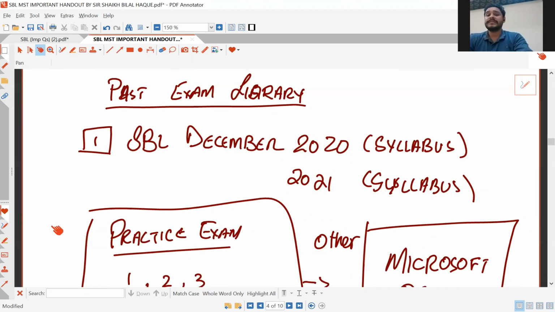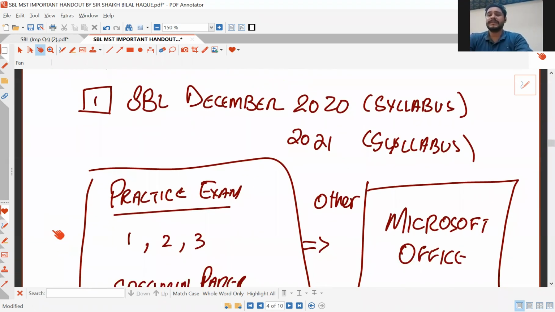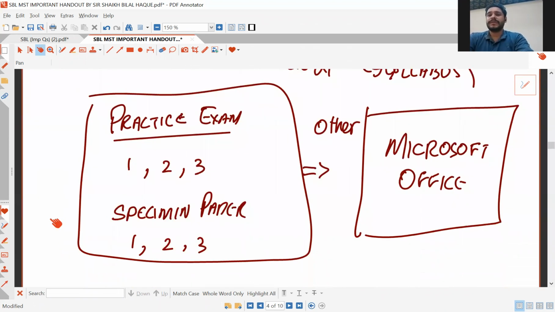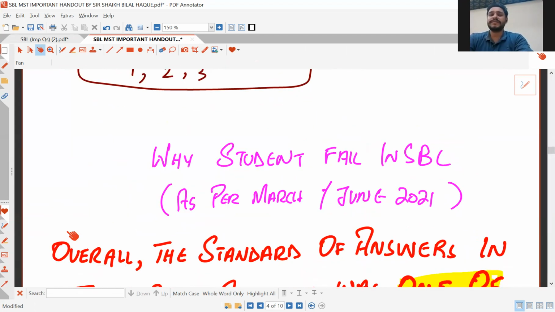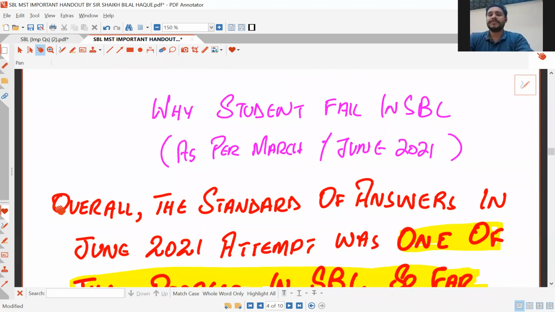So, what past exam library do we have? We have got the SBL December 2020. We have got the 2021 syllabus, practice exam 1, 2, 3, specimen, Microsoft Office. You can always solve them on Microsoft Office.